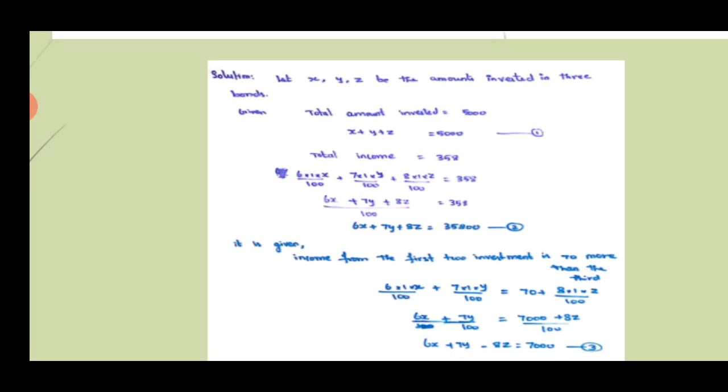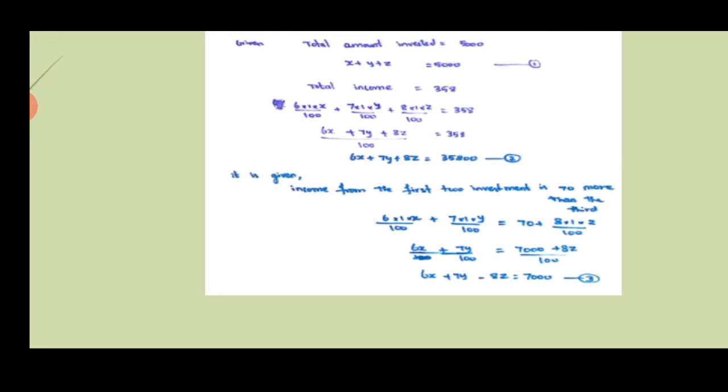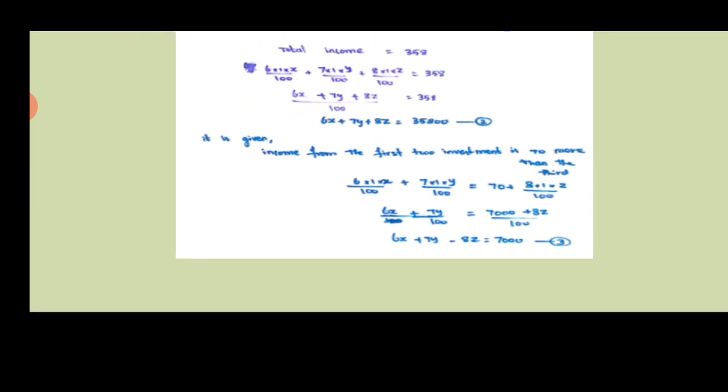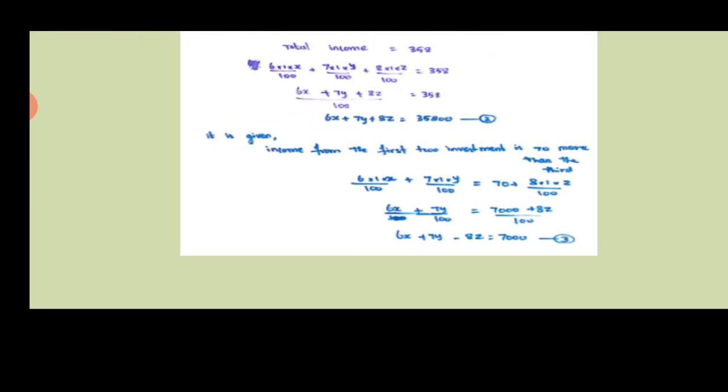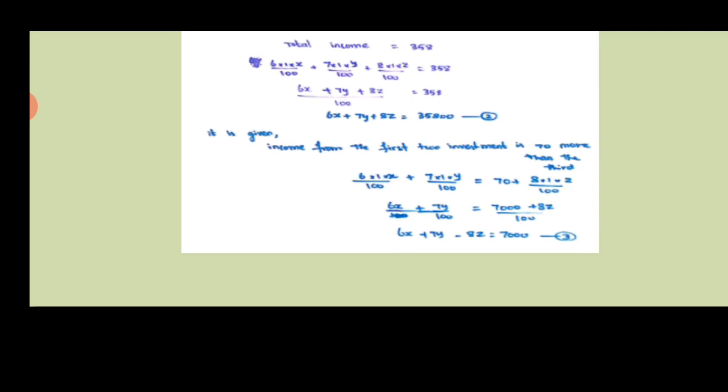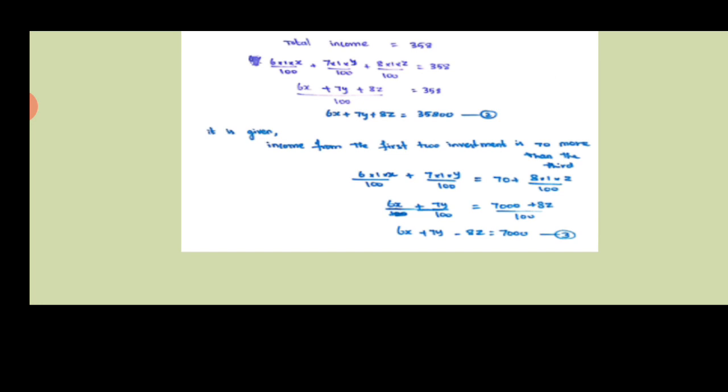So the total amount invested is equal to 5,000. What is the total amount? The addition of all the amounts. So x plus y plus z equal to 5,000. So we got the first equation. The second one, the total income is equal to 358. How will you get income? The income is obtained through the interest, that is simple interest. What is simple interest? PNR by 100, principal into number of years into rate of interest by 100.